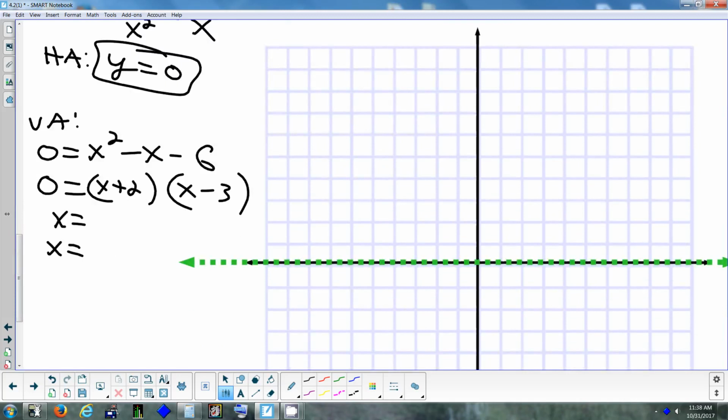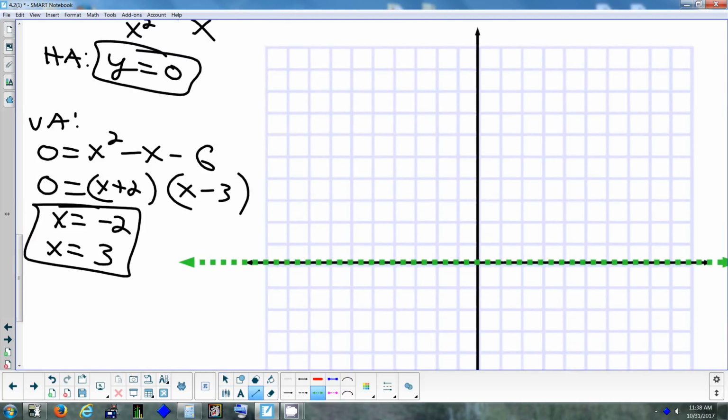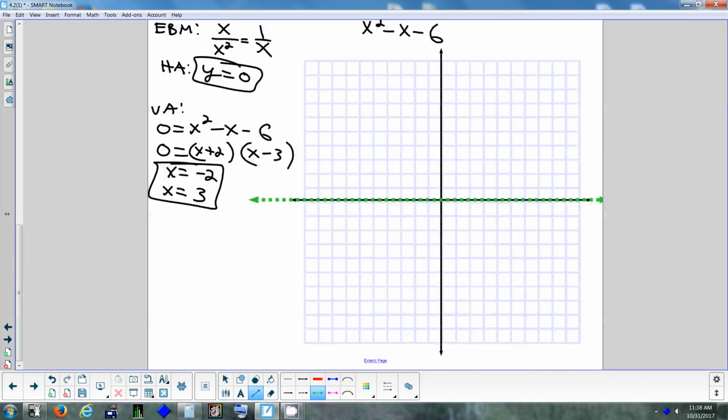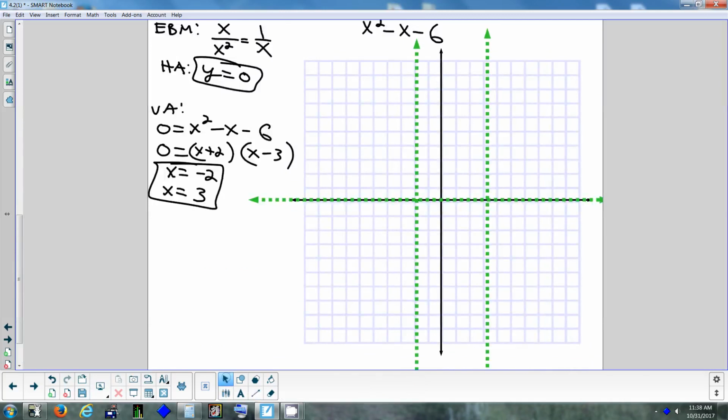Caitlin, what value would I plug in for x to make the first factor 0? Yep. And how about the second factor? Positive 3. Okay, let's sketch those. Negative 2, positive 3. So my asymptotes give me boundary lines. They give me sections that I'm going to put the graph in, and my graph is never going to cross over those boundary lines.